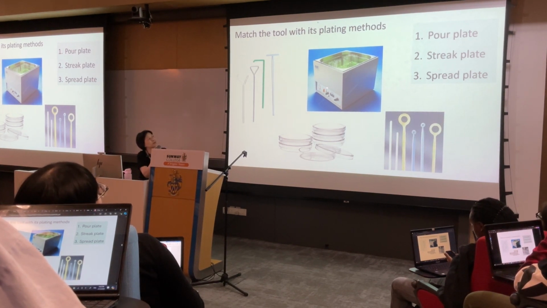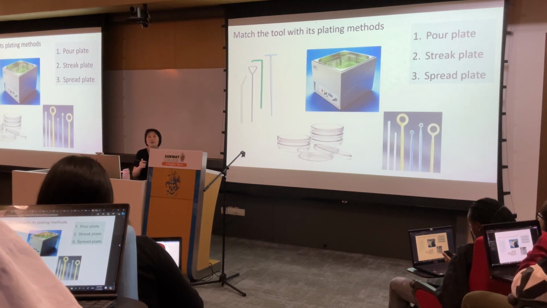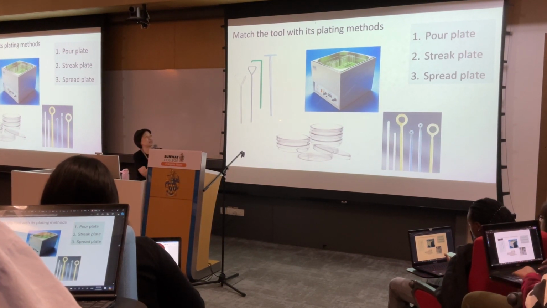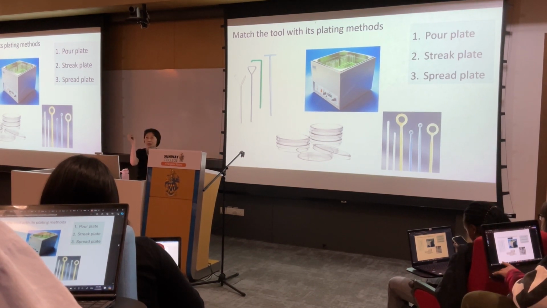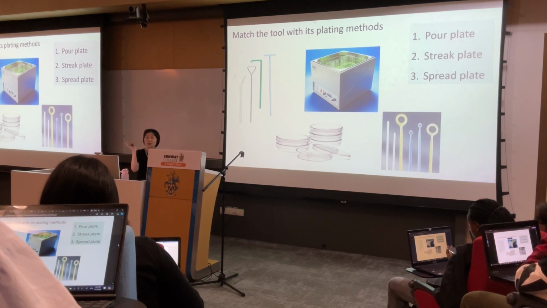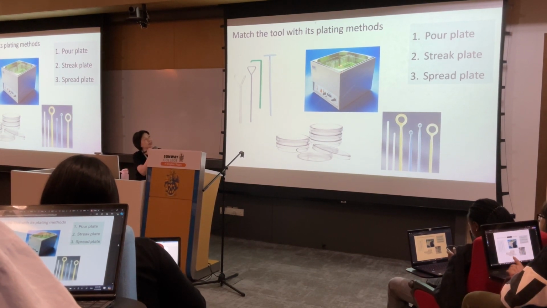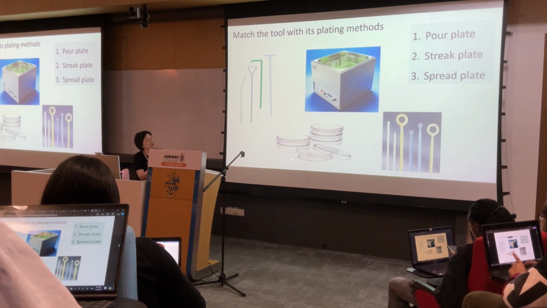Why do we need the water bath? I think from the last practical class, you kept all the tubes, right? Because you need to use the liquid agar for the pour plate. So we keep them in the water bath to keep them warm so that the agar doesn't solidify easily. Then you take the tube out of the water bath and use it for the pour plate method. And what about this one?